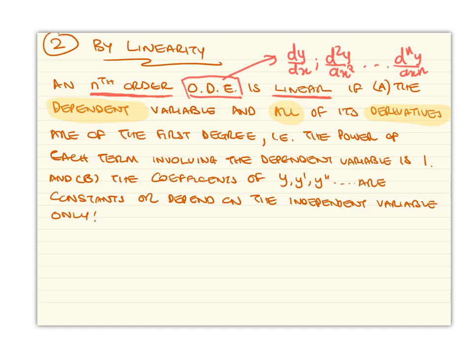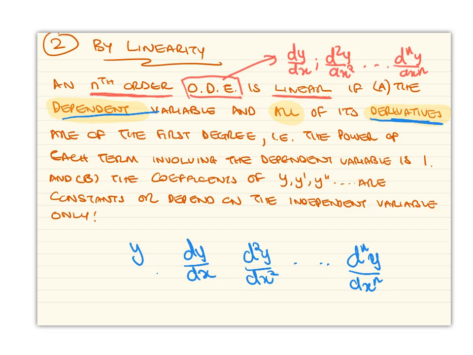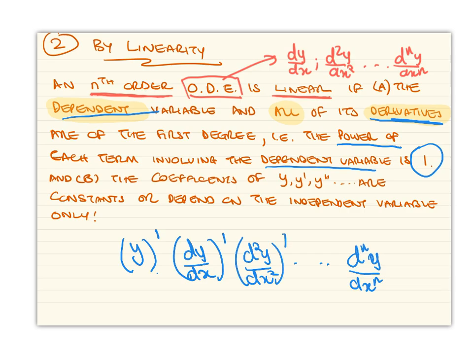So for example, if my dependent variable is y, and I have some of the derivatives of y, what the first point is saying is that the dependent variable itself and all of the derivatives have a power of 1 only. The power here should be 1, the power of the derivative there should be 1, and the power of each derivative there should be 1. Any term involving the dependent variable or its derivatives, if they occur, the power of those terms should be 1.